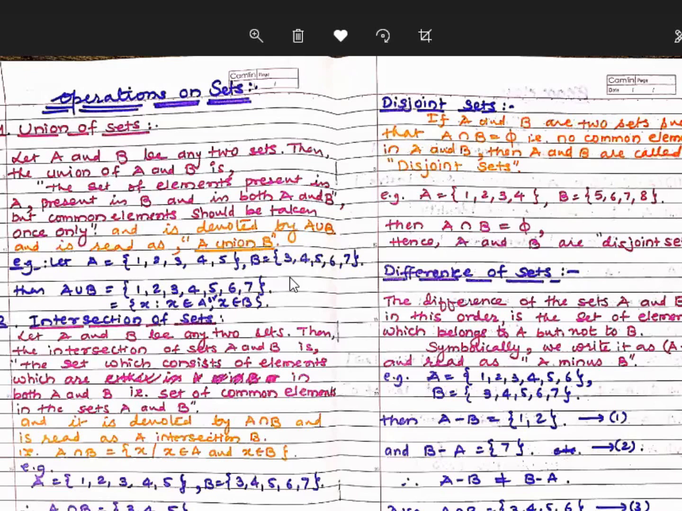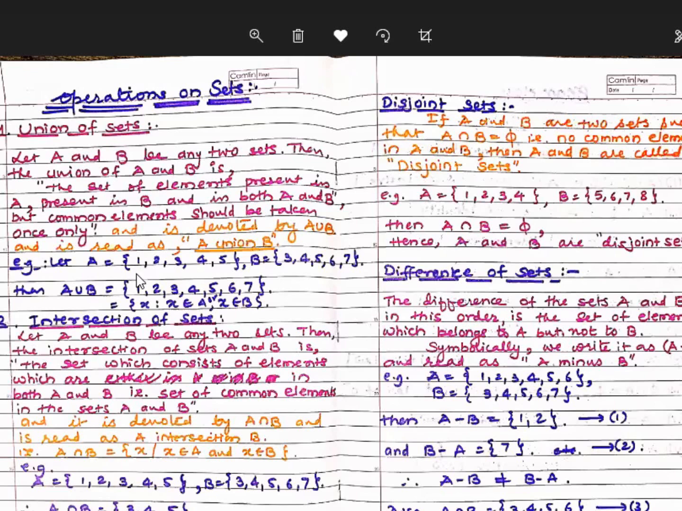Let us consider two sets, A and B. Set A contains the numbers 1, 2, 3, 4 and 5, five natural numbers. B contains the numbers 3, 4, 5, 6 and 7, again five natural numbers from 3 to 7. What will be its union? As per the definition, the union of these two sets is the set of elements which are present either in A or in B or in both, right?